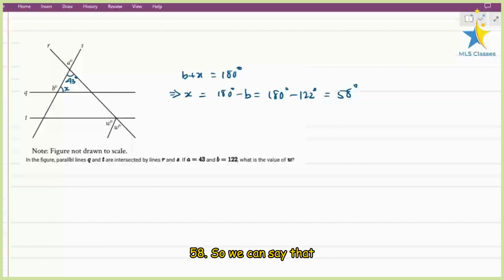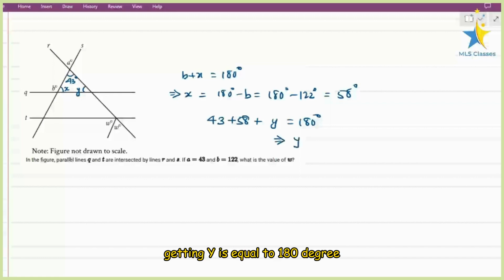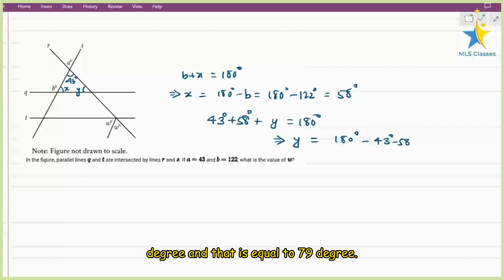Now this is 58. So we can say that 43 plus 58, and let's say this is Y, then 43 plus 58 plus Y should be 180 degrees, the sum of angles of a triangle. So from here we get Y equal to 180 degrees minus 43 degrees minus 58 degrees, and that is equal to 79 degrees.